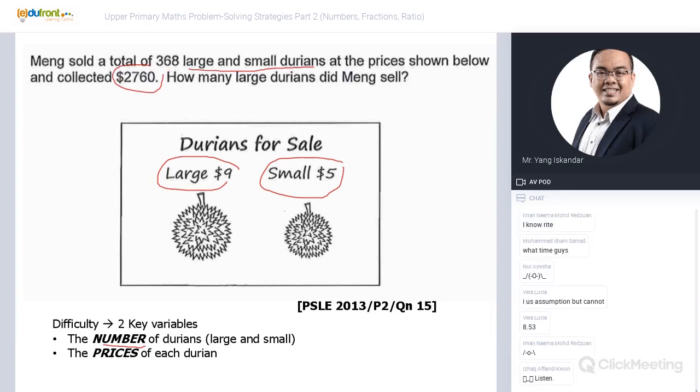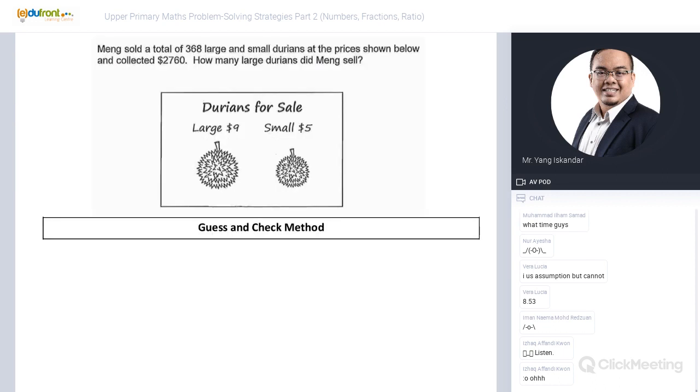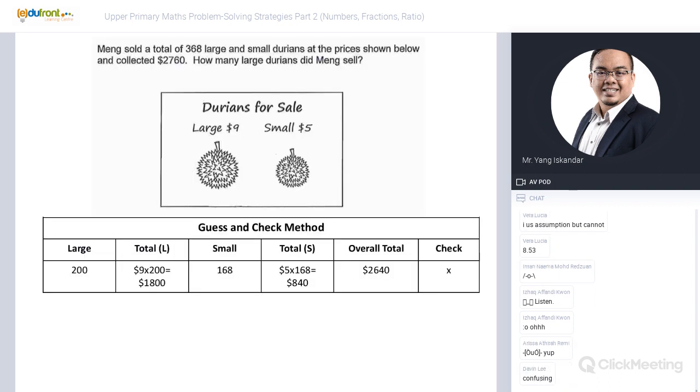So how they get 2,760 is the price of the durian multiplied by the number of the durian. The only thing is that we do not know how many large durian and how many small durians. Correct or not? Okay. Now, if you do not know how to use the assumption method, you will use the guess and check method. Let's see how to use the guess and check method.